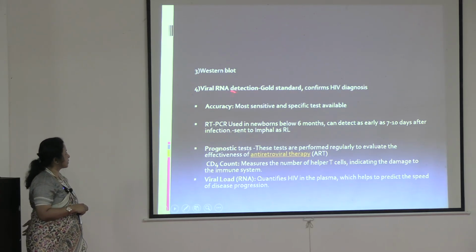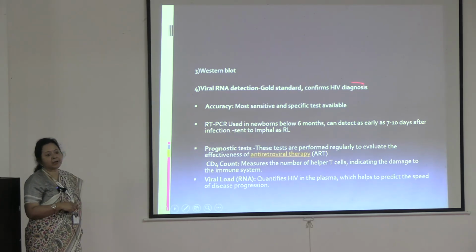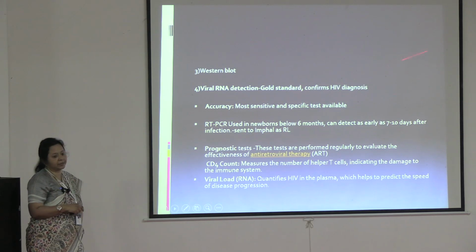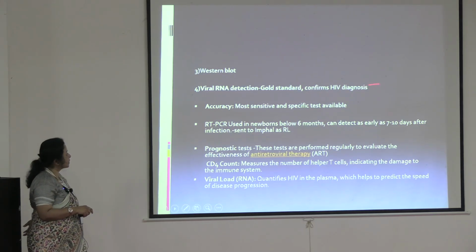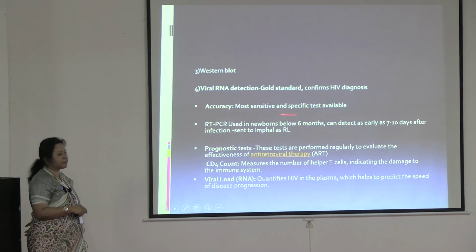Viral RNA detection. Now this viral RNA detection is a gold standard, okay. If anyone asks you which is the gold standard for HIV detection, this is the answer. Viral RNA detection confirms the HIV diagnosis. What is the utility of this? It's the most sensitive and specific test.